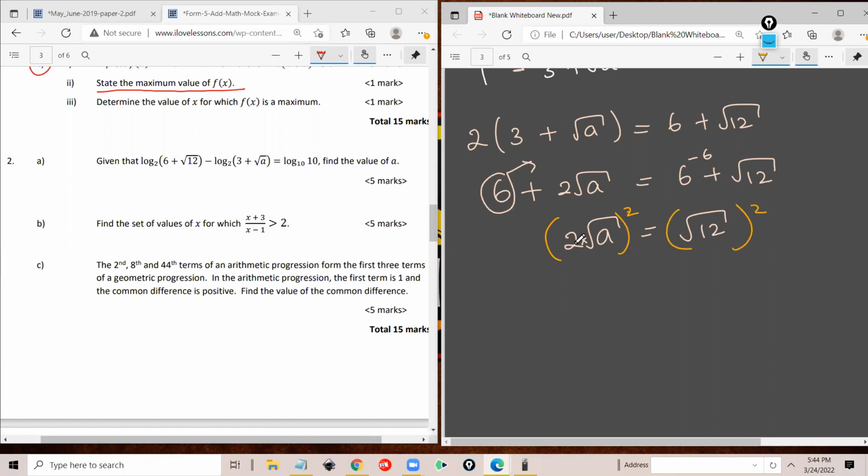So the 2 gets squared, and when a square root meets a square, they cancel out each other. So 2 squared is 4, and the square root of a squared is just a. And the square root and the squared will cancel out here to give you 12. Yes, you guys were correct. You divide by 4 now. A is 3.